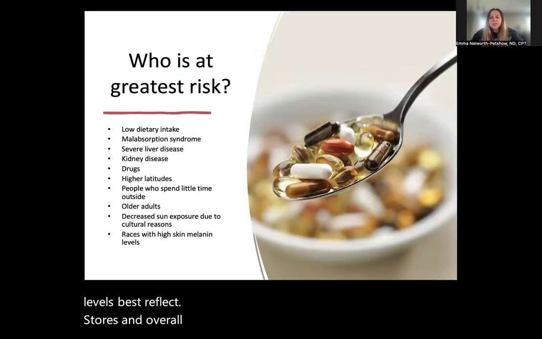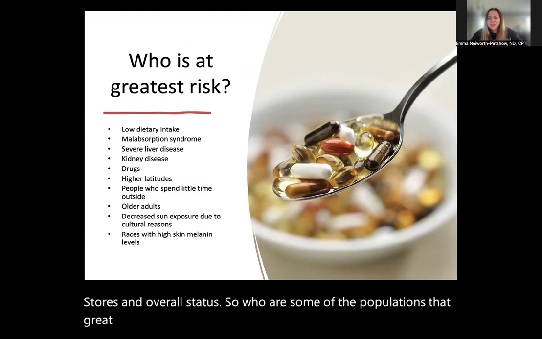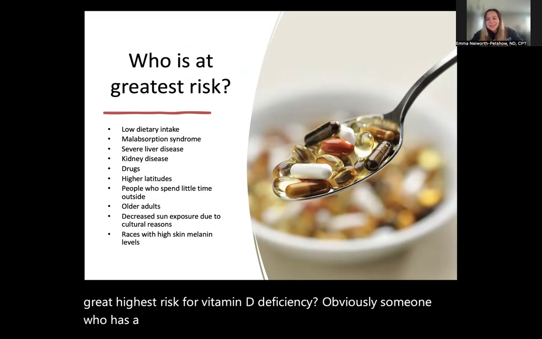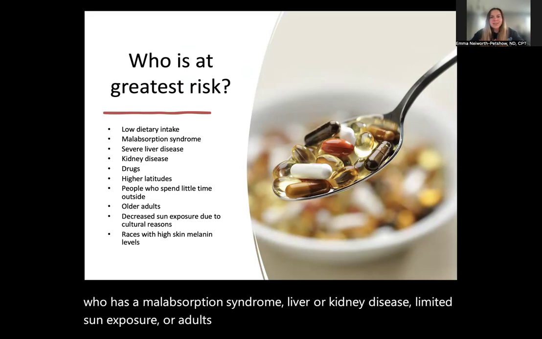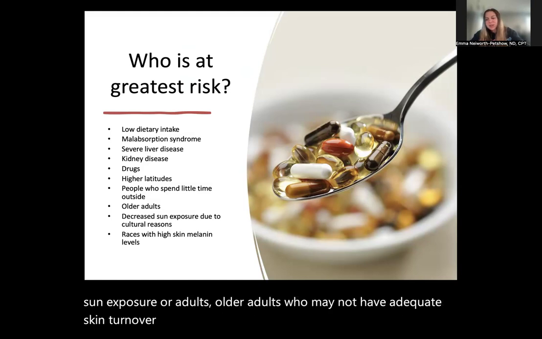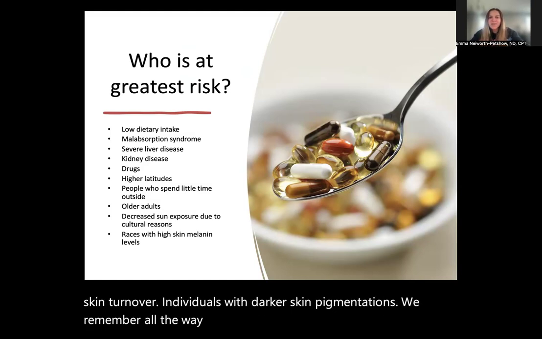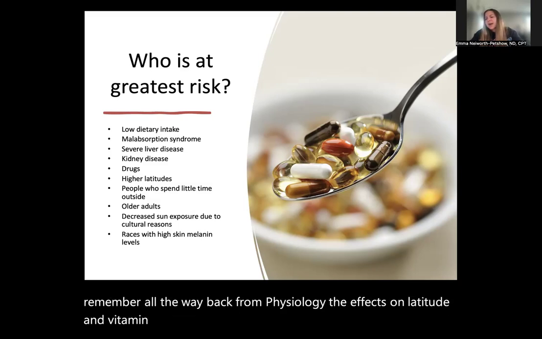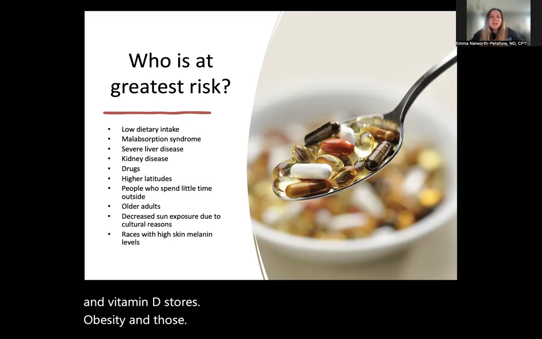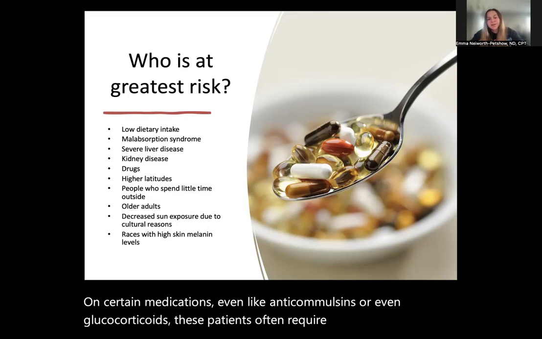So, who are some of the populations at highest risk for vitamin D deficiency? Obviously, someone who has a malabsorption syndrome, liver or kidney disease, limited sun exposure, or older adults who may not have adequate skin turnover. Individuals with darker skin pigmentation. We remember all the way back from physiology the effects of latitude on vitamin D stores. Obesity and those on certain medications, even anticonvulsants or glucocorticoids. These patients often require routine monitoring and more aggressive supplementation.